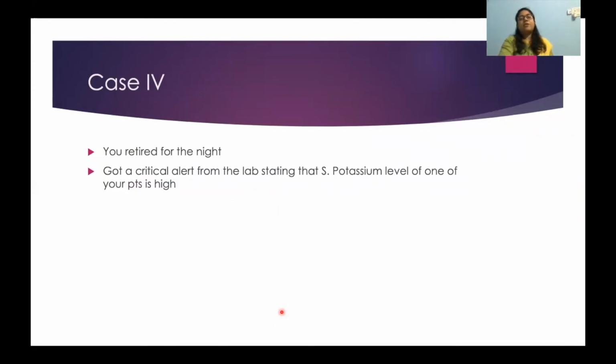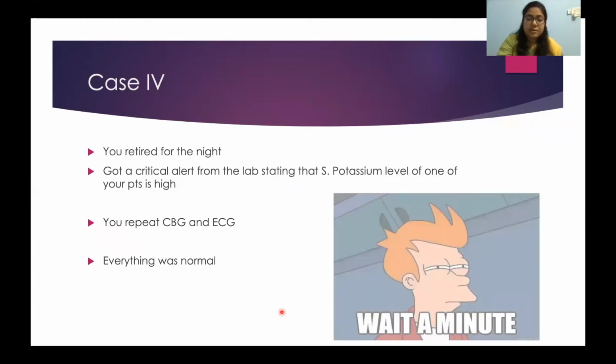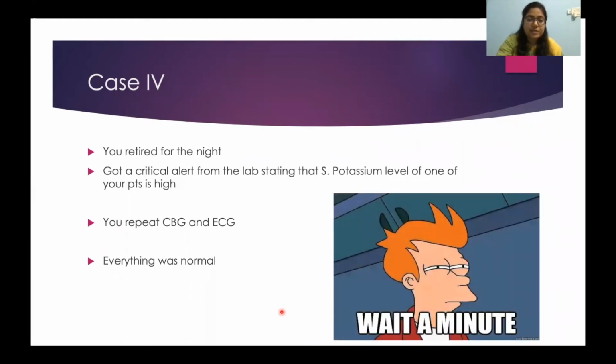So you have already retired for the night. Suddenly you got a critical alert from the lab saying that one of your patients is having a very high sodium potassium level. Your sleep is gone, you start running, you repeat the CBG for the patient and you do the ECG. Everything came back normal. Now, what is happening exactly over here? You got a critical alert from the lab, but when you repeat things, it's coming back normal. So, what exactly is happening?